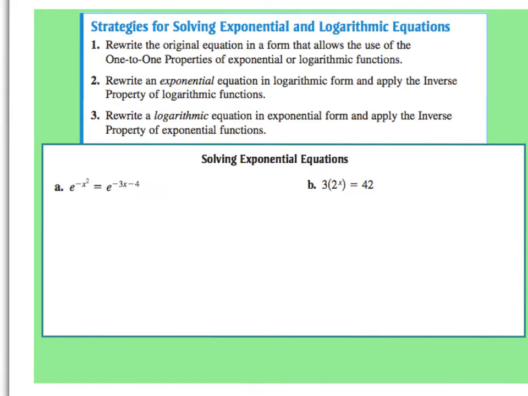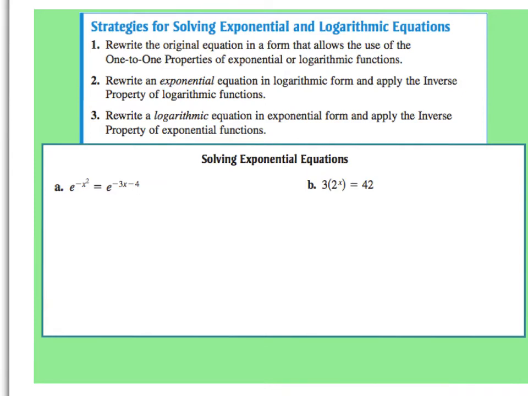Here are the strategies for solving exponential and logarithmic equations. And Courtney is going to read number 1. Rewrite the original equation in a form that allows the use of the one-to-one properties of exponential and logarithmic functions. All right, so if they have the same base, we're going to use the one-to-one property. Number 2, Angela. Rewrite an exponential equation in logarithmic form and apply the inverse property of logarithmic functions. All right, what's an inverse of a log? Exponentiating. Number 3, Skipper. Rewrite a logarithmic equation in exponential form and apply the inverse property of exponential functions. So if it's in log form, we're going to exponentiate. If it's in exponential form, we're going to log it.